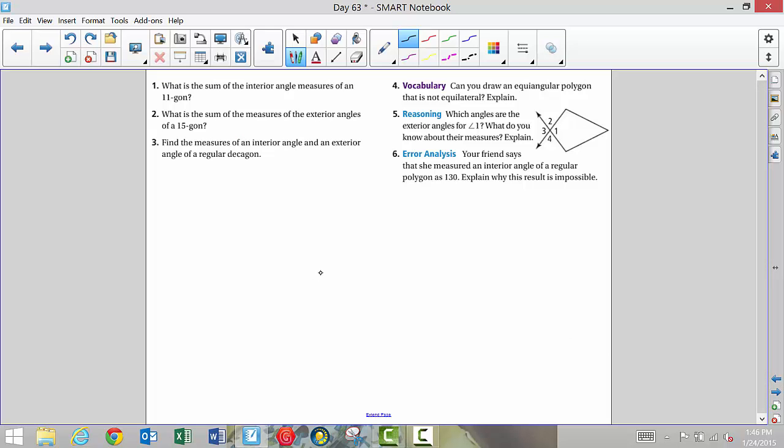So here are some problems you should try on your own, and also work on the homework. If you have any questions, see me during class time, after school, before school.